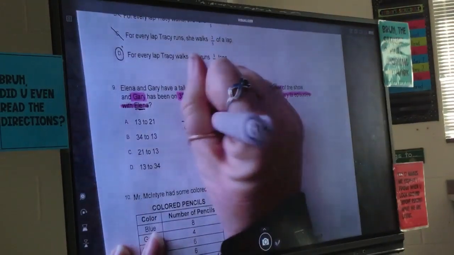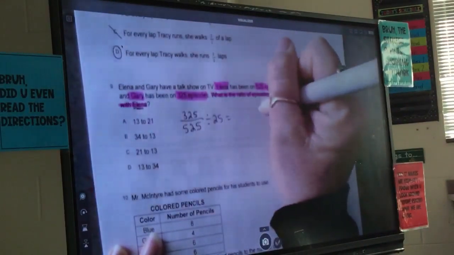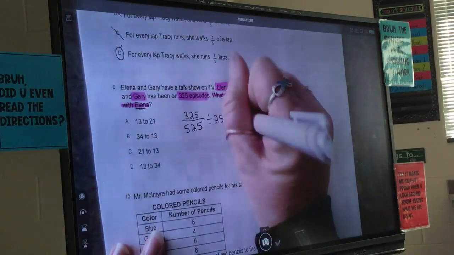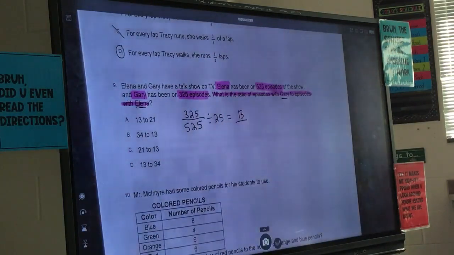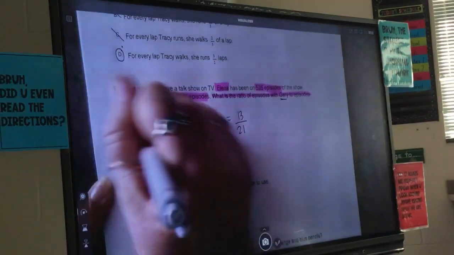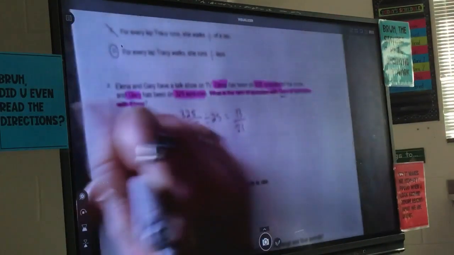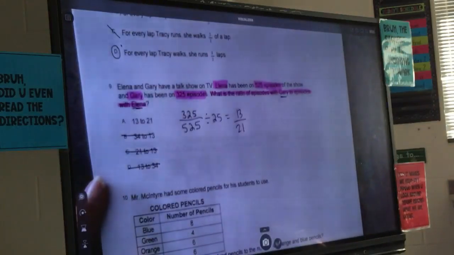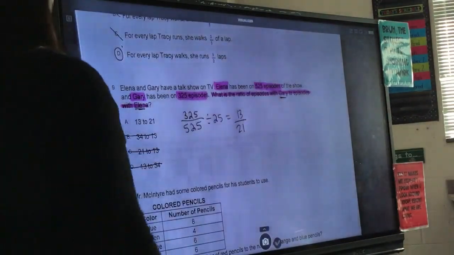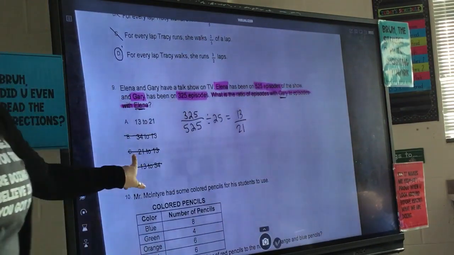25. So I'm going to divide both those numbers by 25. What is 325 divided by 25? Gracie? 13. Okay. And then 525 divided by 25? 21. All right, so that eliminates B, C, and D. So just be careful, because if you don't set this up right and you don't follow the order of the question, you're going to pick C, and C is going to be wrong.